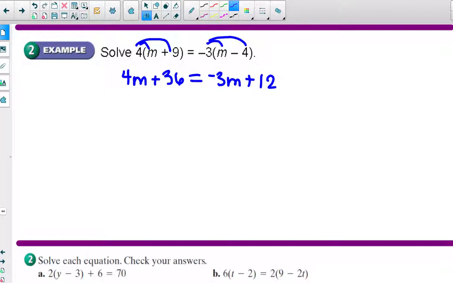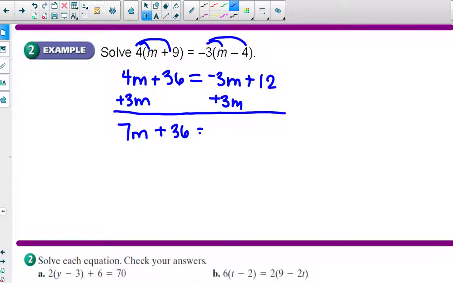So just like we did on example 1, we now need to decide where do we want the variables and where do we want the constants. I'm going to leave my variable on the left side again, just because, no purpose. So that means I need to undo this negative 3m. The opposite is a positive 3m. So we're going to add 3m to both sides, giving us 7m on the left plus 36 equals, these two terms cancel out and you have 12.